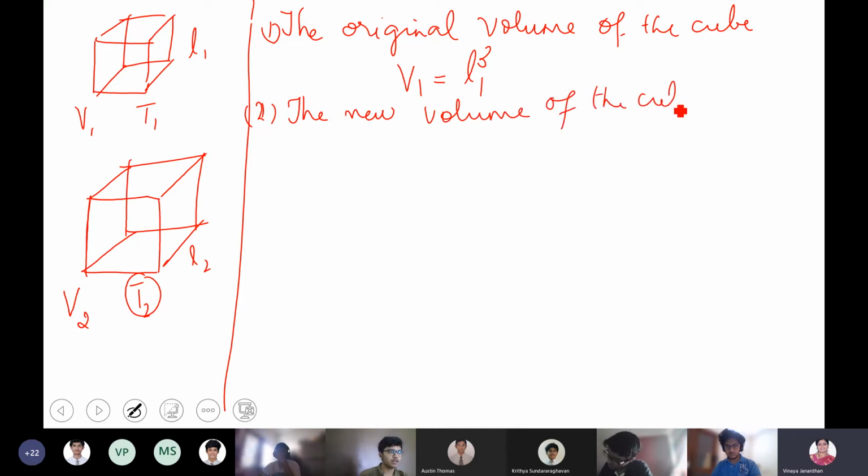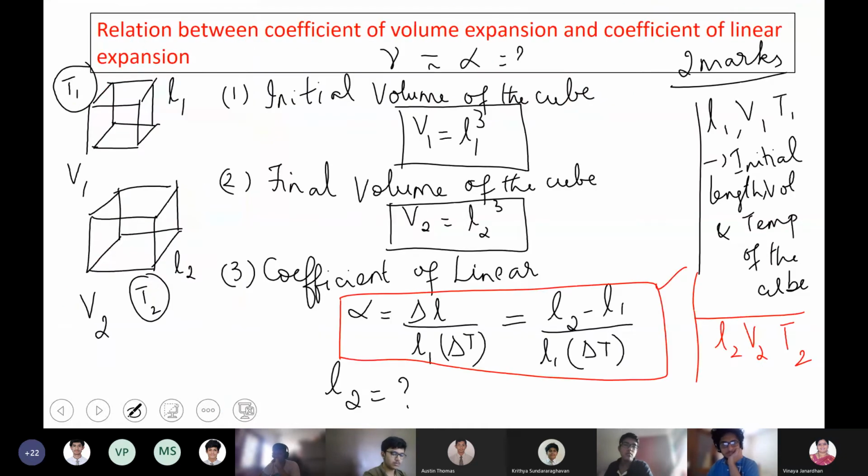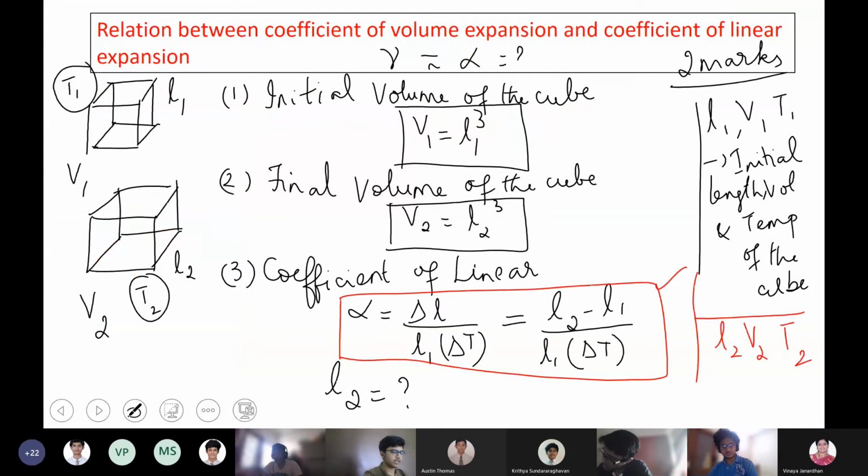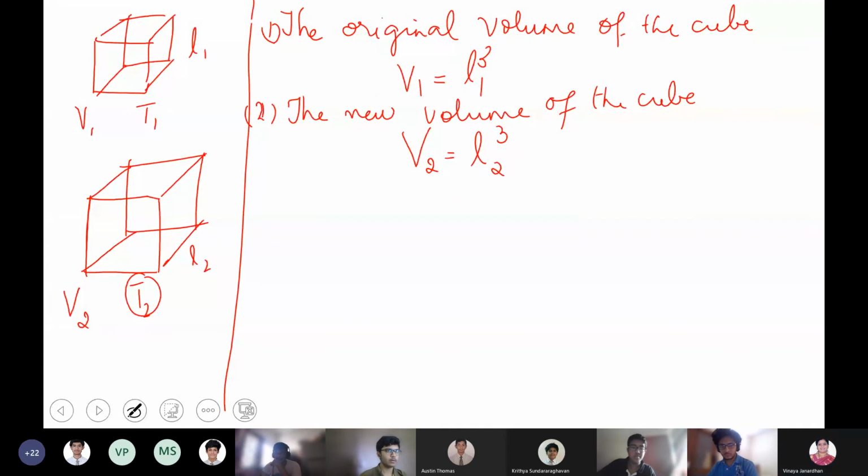Ma'am, can you show the previous slide for me? Which one? This one? The numerical part? No, ma'am, not the numerical, the subheading. Put it in the chat box, boys.